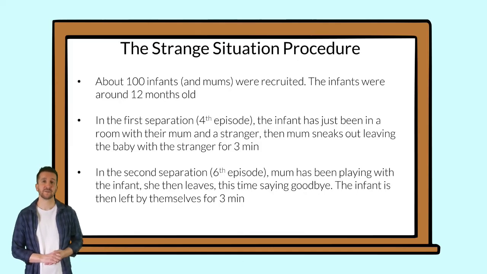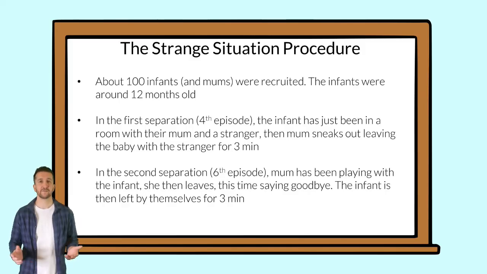In the 6th episode, which is the second separation, mum's come back into the room, had a play with the infant, but then left again, this time saying goodbye when she leaves. The infant is then left by themselves in the room for 3 minutes, again less if the baby becomes really distressed. Now, obviously, you can't ask a 1-year-old if they feel anxious.